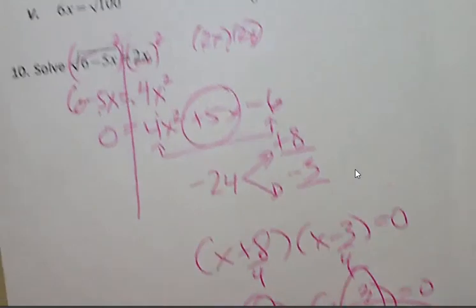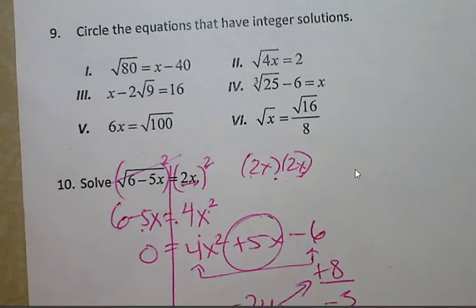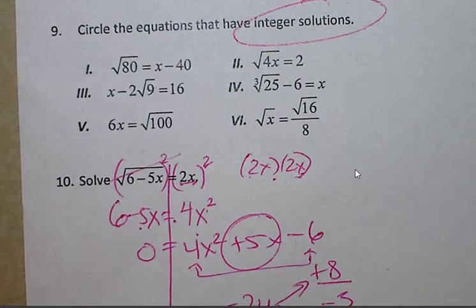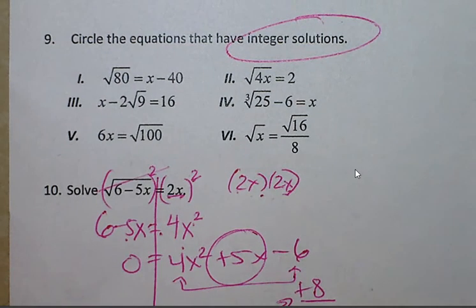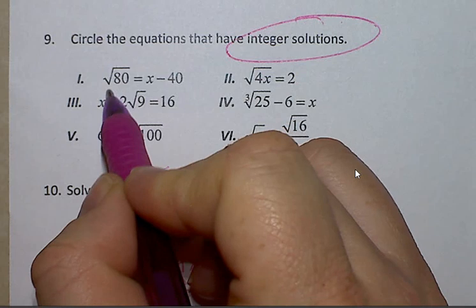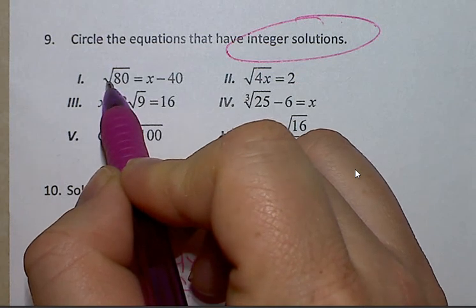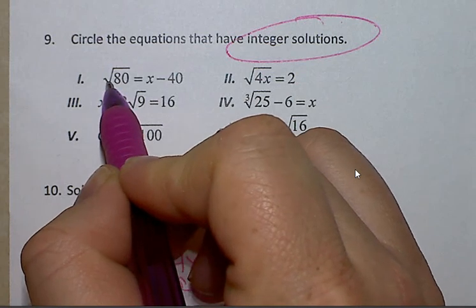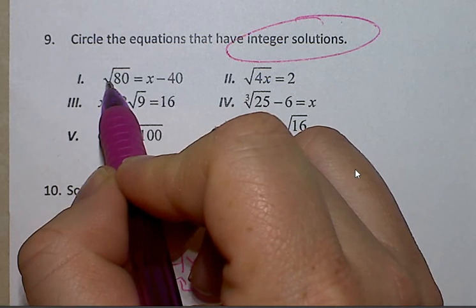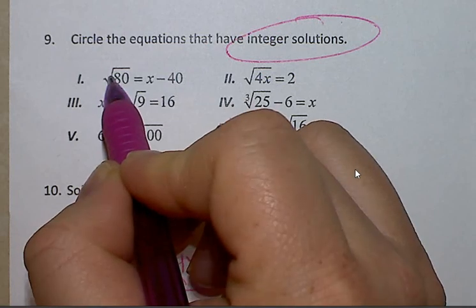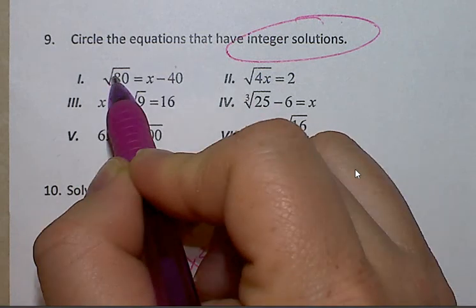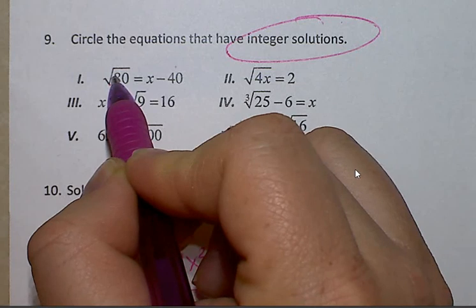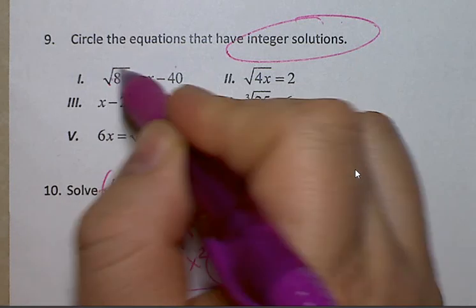Go up to number 9. We want to find integer solutions like negative 3, negative 2, negative 1, 0, and so on. Okay? So we want to have pretty integer solutions. All right, so grab a calculator. Take the square root of 80. Tell me if it's a nice, pretty integer solution. No. So if you have this ugly number and then you add 40 to it, does it magically turn into an integer? No. Cross it out. That is not an integer solution.